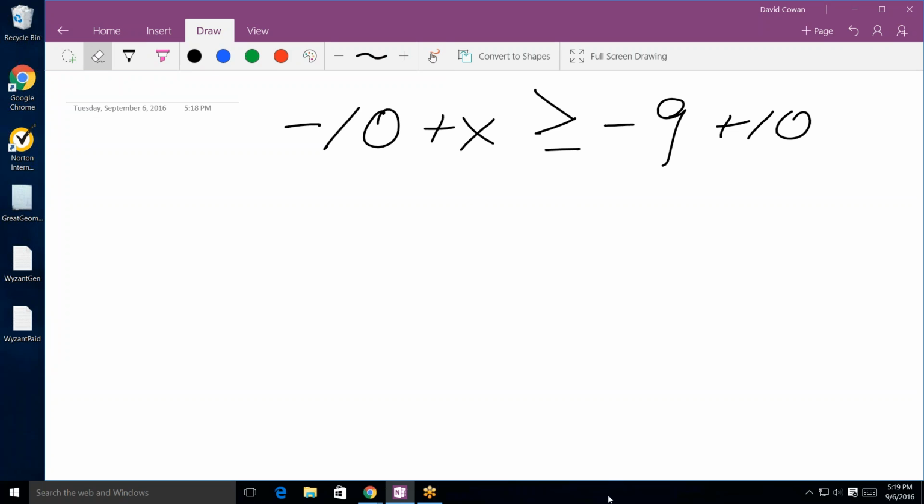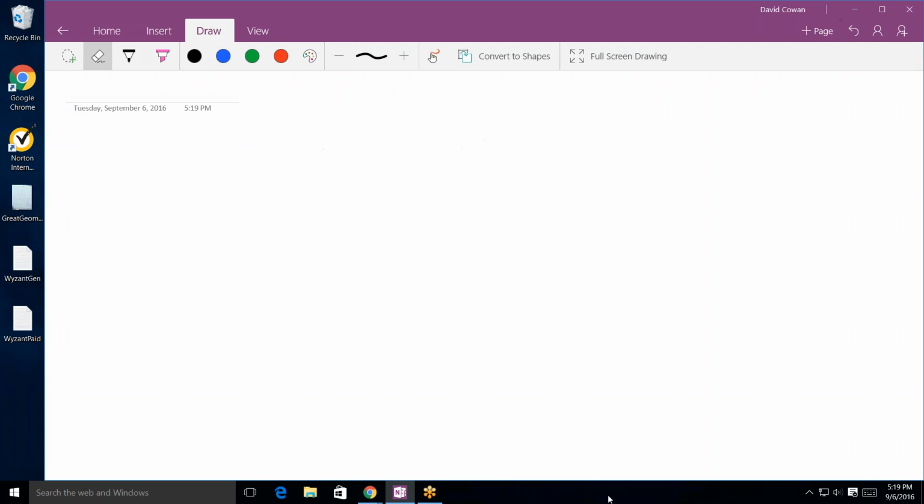So what did they do next? They did negative 10 plus 10 plus x is greater than or equal to negative 9. Okay, so what did they do wrong? They did not add 10 on both sides. Correct. What else? Do they want you to properly solve it? Yeah. If I added 10 on both sides, what do I get? x is greater than or equal to 1. Correct.